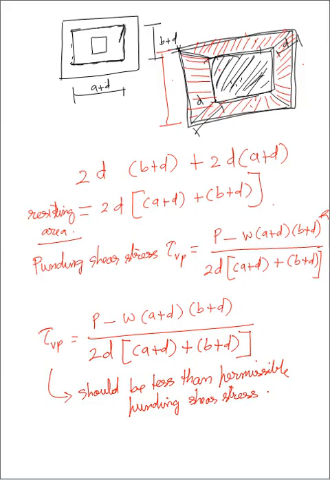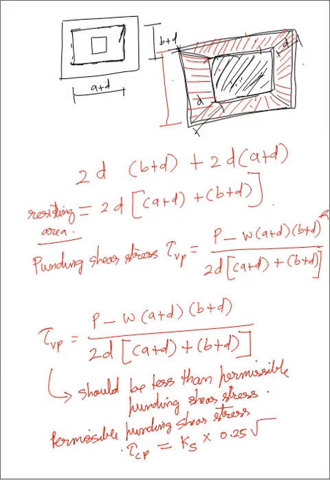It should be less than the permissible punching shear stress. Now what is the permissible punching shear stress? For that you can refer to the IS code for the limit state method. The formula given is tau_c = Ks multiplied by 0.25 under root fck.